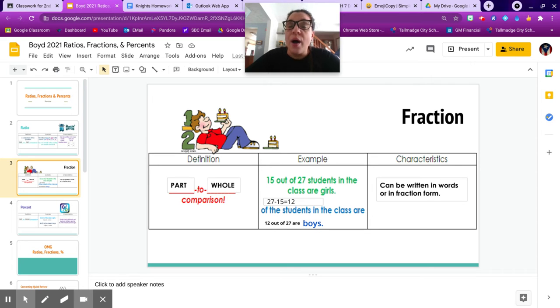All right. So a ratio is part to part, boys to girls. A fraction is part to whole, girls out of the whole class. So in order to turn a ratio into a fraction, you have to add those two parts together, just like I did here. 15 plus 12 is 27, and that's going to be your denominator. Now you can write fractions in words like I did here, 15 out of 27, or you can write them in fraction form, 15 over 27.